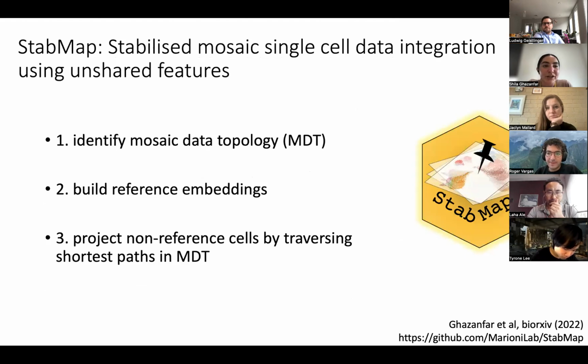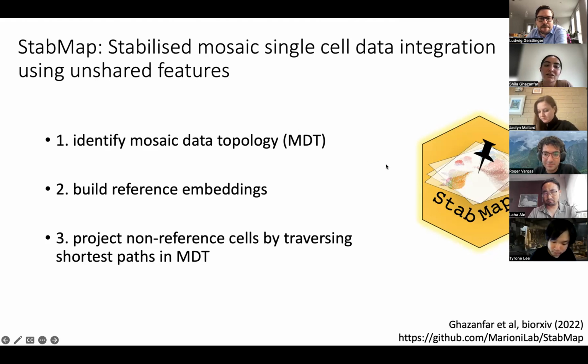Cool. So the technique that I've developed is called StabMap. It's called that because it's aiming to stabilize mosaic single cell data integration, and it aims to do so by using these unshared features. There are 3 steps in the StabMap technique. The first is to identify the mosaic data topology. The second is to build reference embeddings for chosen references. And then the third is to project all non-reference cells onto that space by traversing the shortest paths along this topology.